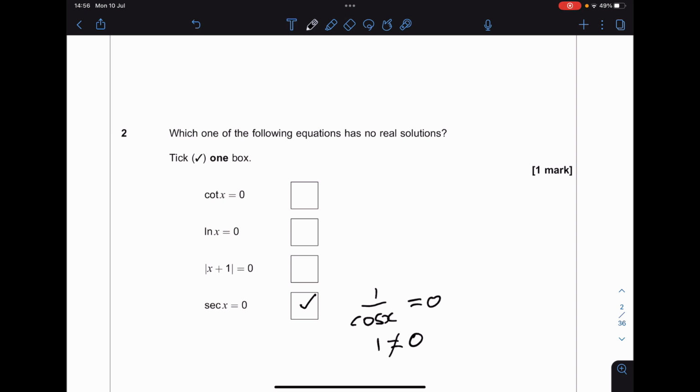You can check the other ones for why they work as well. The third one is a modulus log of x, it can be equal to 0. If you exponentiate both sides, you get x will be equal to e to the 0, which will be 1. And if cos x is 0, then that's going to be 1 over tan x equals 0. That will have solutions. So it's definitely the last one without a doubt.